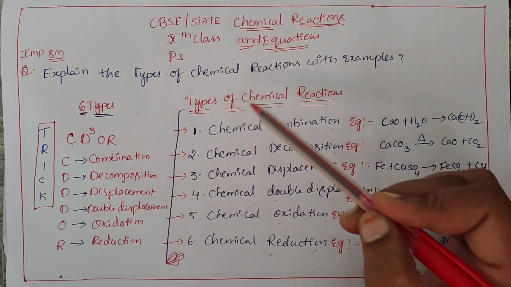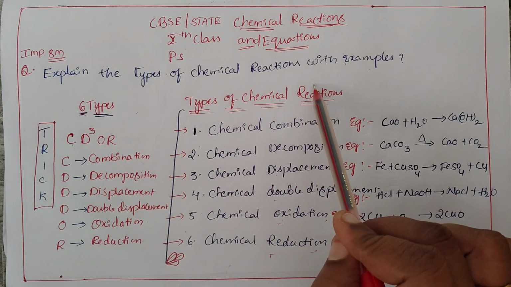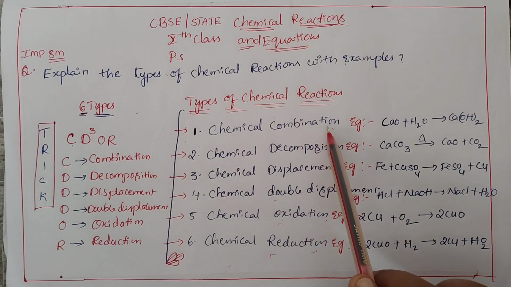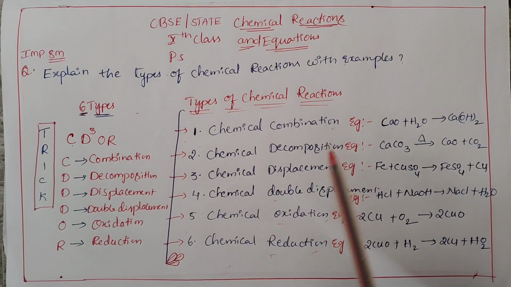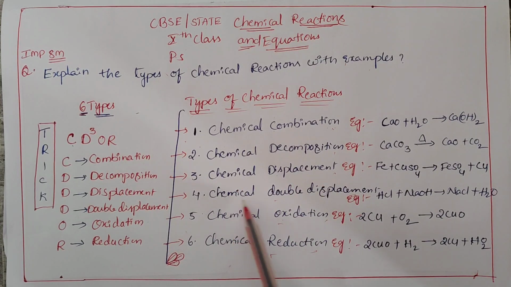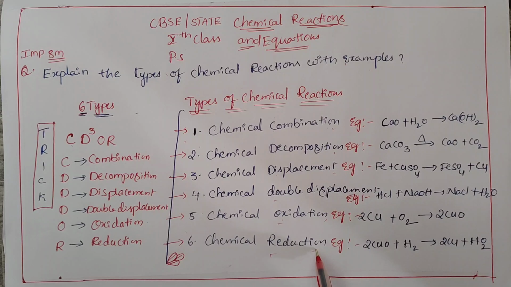Coming to this small flow chart for the types of chemical reactions, there are 6 types. One is chemical combination reaction, second is chemical decomposition reaction, third is chemical displacement reaction, fourth is chemical double displacement reaction, fifth is chemical oxidation reaction, and the last one is chemical reduction reaction.